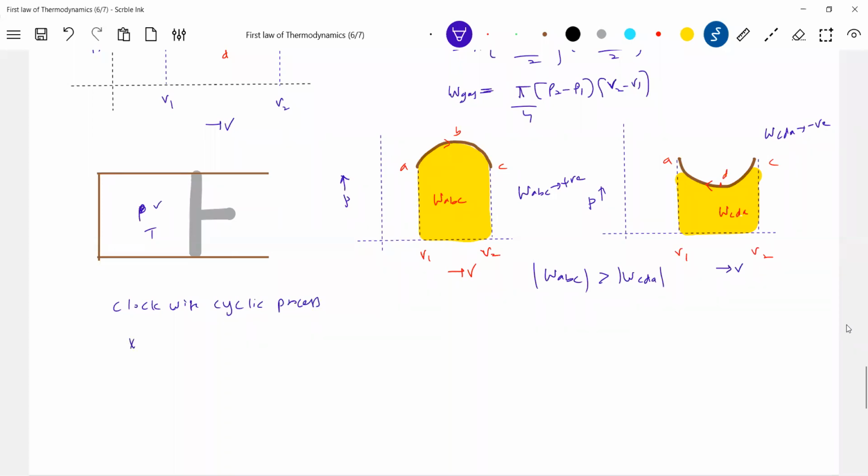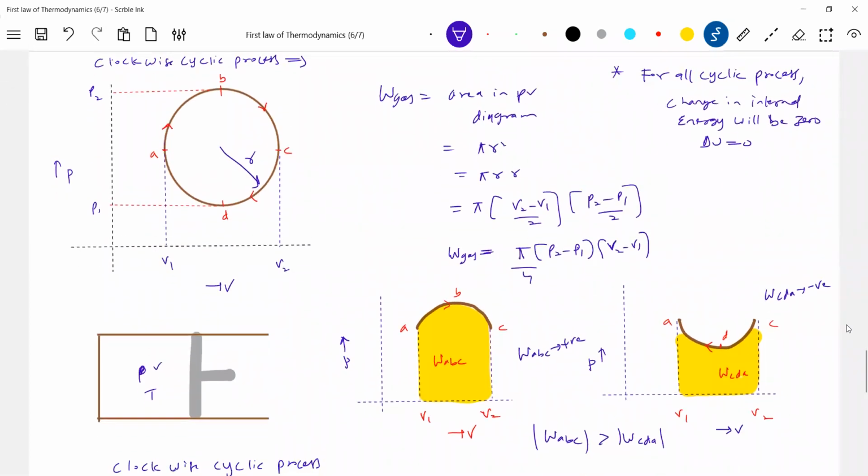For a clockwise cyclic process, first, delta U is 0. The net work done by the gas, and we are talking about net, will be positive. So then what will happen to the heat exchange? It will be positive.